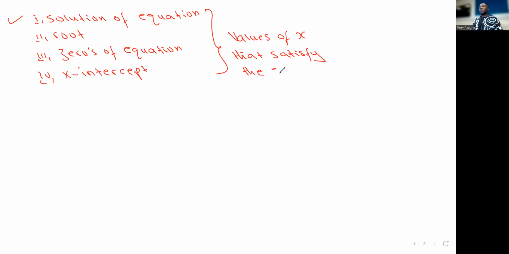So you can hear different names. You can hear something like the solution of the equation. You can hear things like the roots. You can hear things like the zeros of the equation. You can hear things like the x-intercept. So regardless, it has different names.